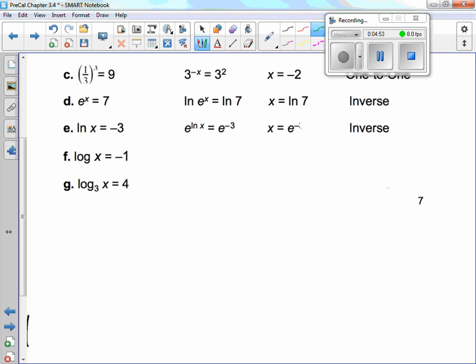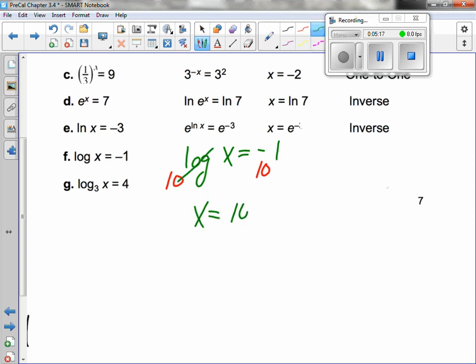So that's not bad, because ln is base e. What would we put both sides to here? What is the base? It's understood to be 10, so we put both sides to the 10th power. Questions on this here? Well, 10 and the log would cancel, leaving me x is equal to 10 to the negative 1, which would be 1/10. We just move it down into the denominator, and that's it.